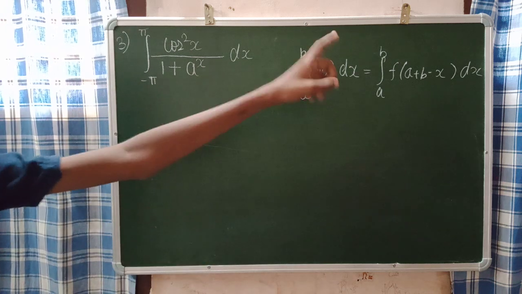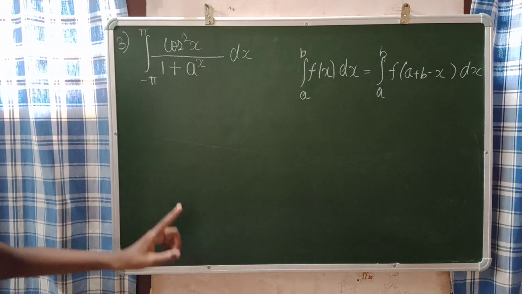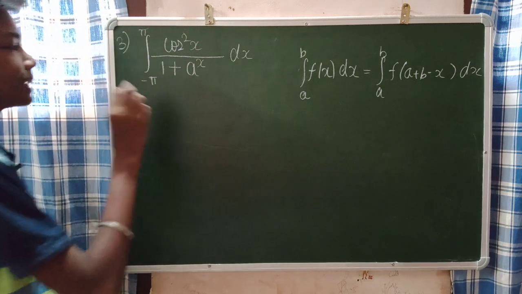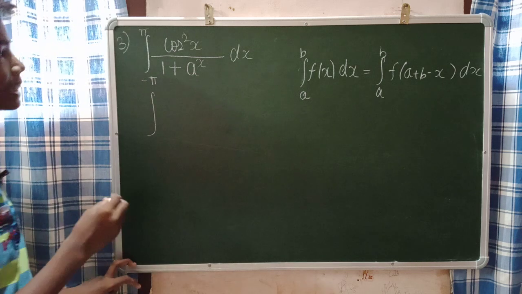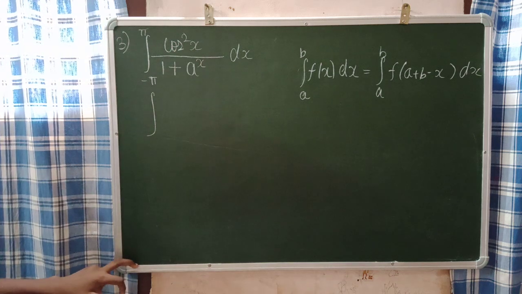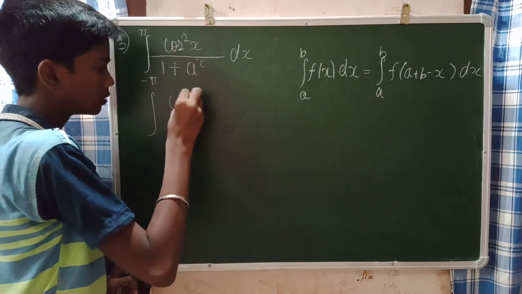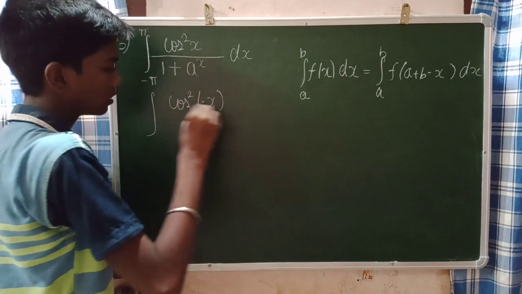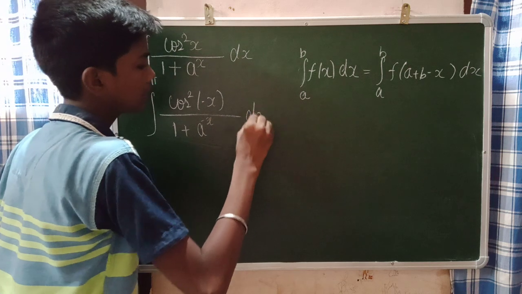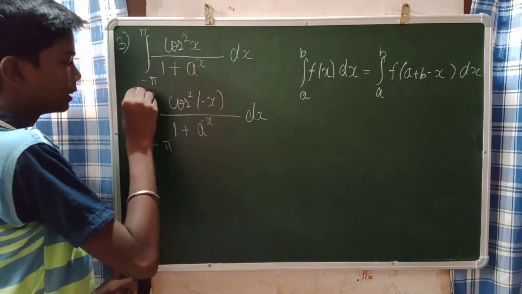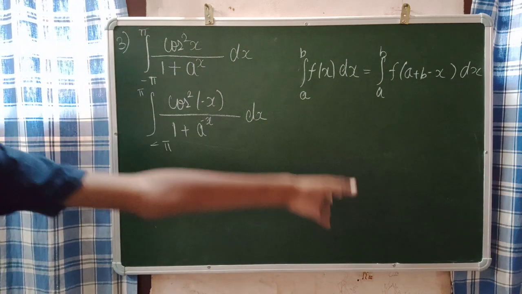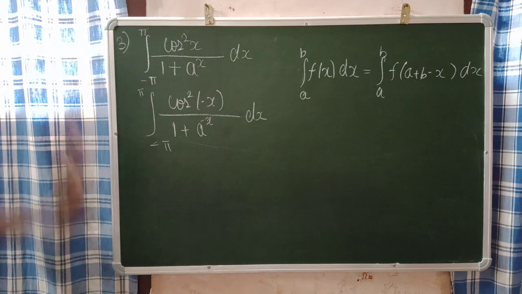If you want to find the value of f of minus x, just put your x as minus x in the integral. So when I put it like that, I'll get cos square of minus x divided by 1 plus a power minus x, dx. The limits will be the same only, that is minus pi to pi, because in King's rule also the limits are the same, that is a to b. So the limits will be the same as minus pi to pi.